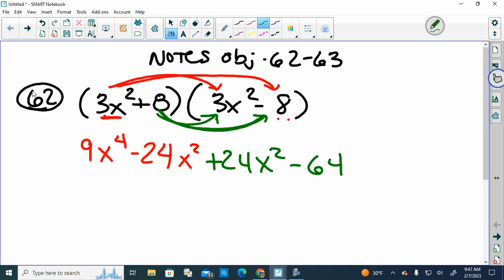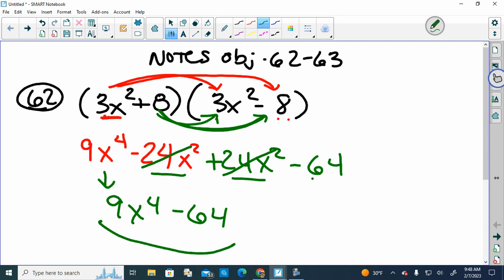So now you just need to look, because it's adding and subtracting. And with adding and subtracting, we combine like terms. So we don't do anything with the variables. The variables just tell us which ones are the same terms. So this one and this one are the only ones that are like terms. So that means that this comes down, because we're not changing that. I have a negative 24 and a positive 24, so they cancel each other out. So there's no more x squared left. But I still have that negative 64, so I bring this down. So this is your answer.